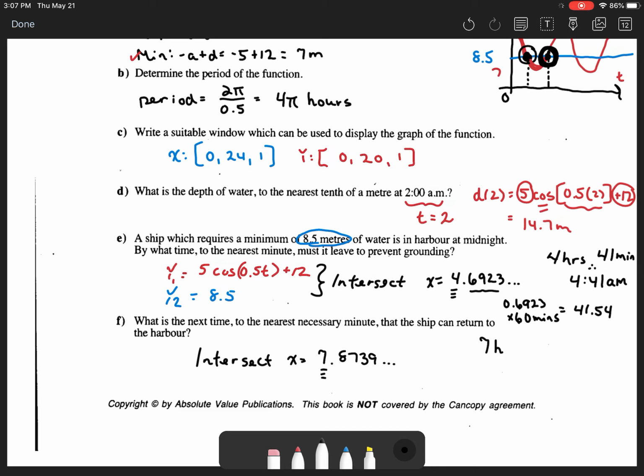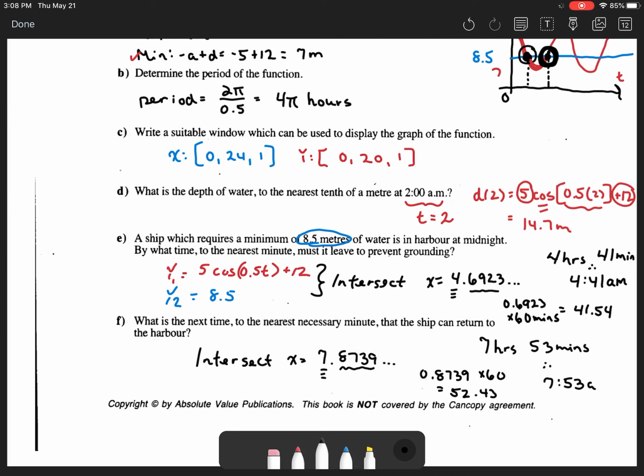What I find from that calculation is that the 7 is 7 full hours. And then I got to use this to figure out how many minutes it is. So again, 0.8739 times 60 minutes. And when I do that, I get 52.43. Now that's where they intersect. If I go down to 52 minutes, it's too low. This time I have to round up. So it's going to be 53 minutes so that there's enough water.